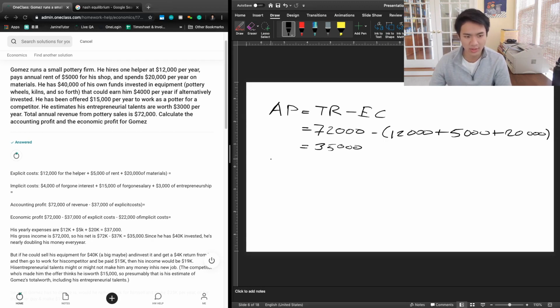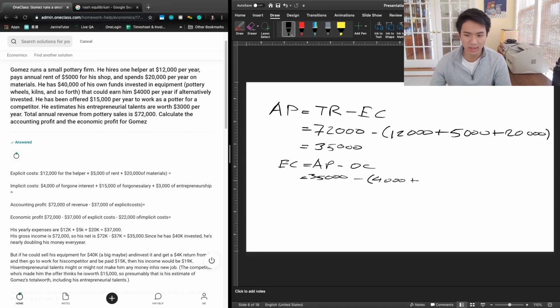So the next question is, okay, that's his accounting profit. What is his economic profit? His economic profit is going to be accounting profit minus his opportunity costs. So we have $35,000. And what are his opportunity costs? One thing is he could invest his $40,000 alternatively, and that's earning him $4,000 per year. And so that's one opportunity cost.